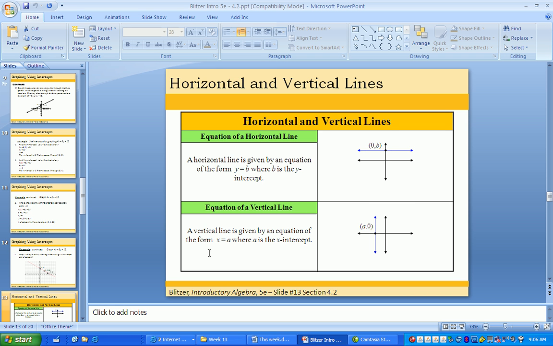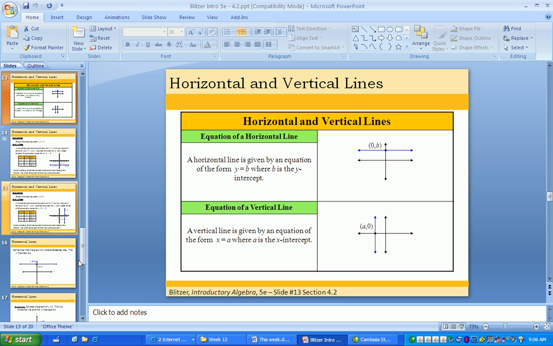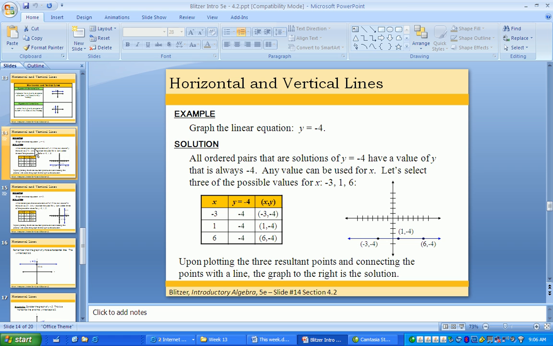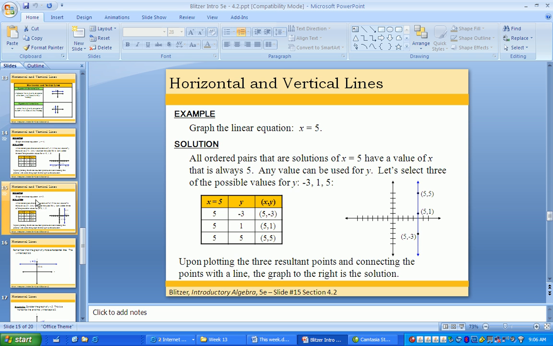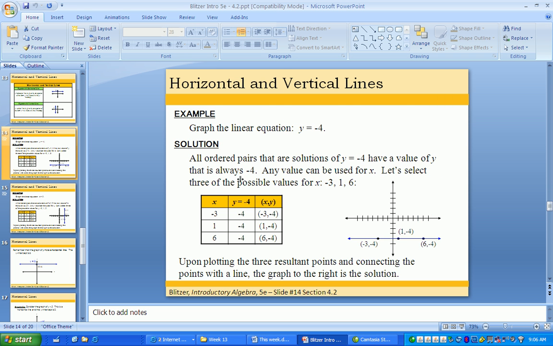So here's an example of one of those. Graph the linear equation y is equal to -4. Remember from this last guy, y is equal to a number. So we say, oh, y is equal to a number, it's going to be a horizontal line. And sure enough, whenever we graph that, we just have to say, okay, where is y equal to -4? Well, y is equal to -4 everywhere along the -4 y value down here. So it's going to be a horizontal line that goes through -4 of y.